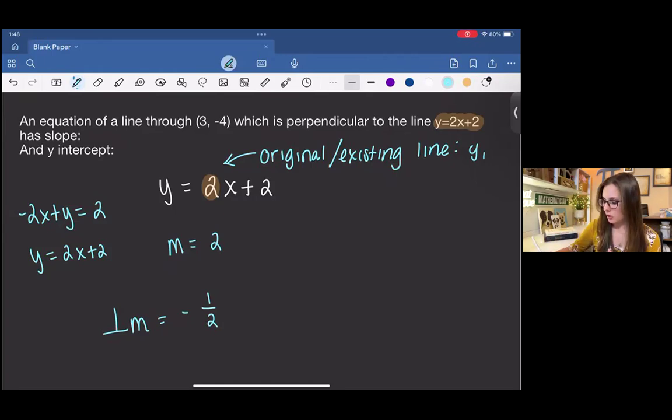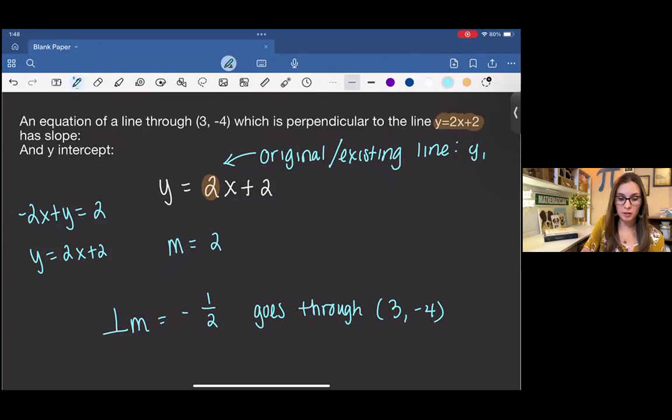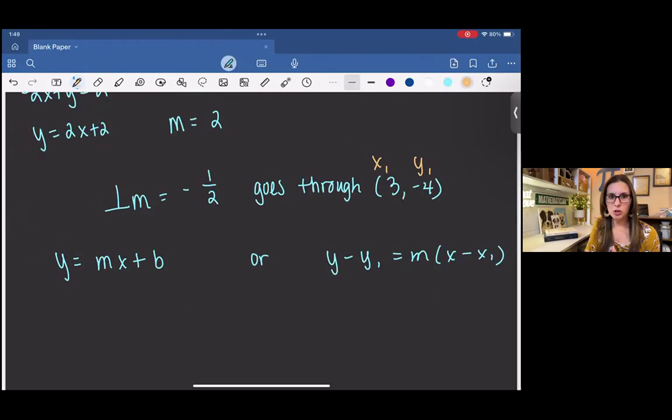And I also know that it goes through a point given to me, which was 3, -4. With those two pieces of information, I can write the equation of my new line. There's two ways you can go about finding the equation of the perpendicular line. You can use slope-intercept form, or you can use point-slope form. It really doesn't matter. You're going to arrive at the same solution, so you just pick which one you prefer. I really like point-slope form, this one over here, but again, doesn't matter.